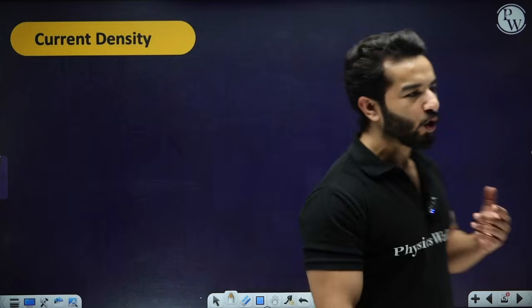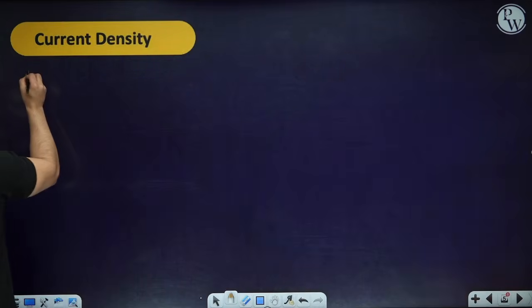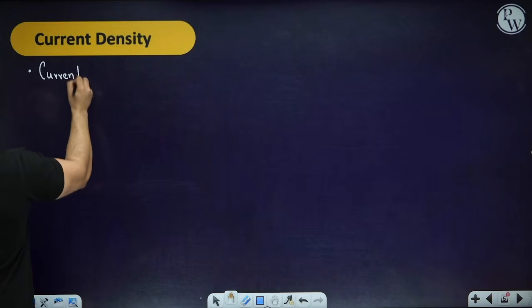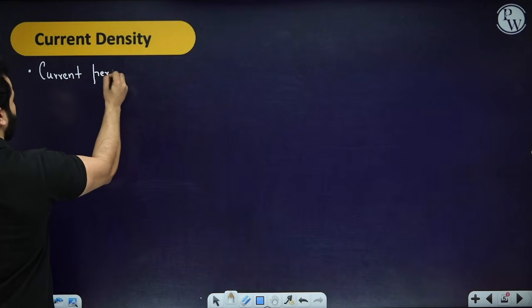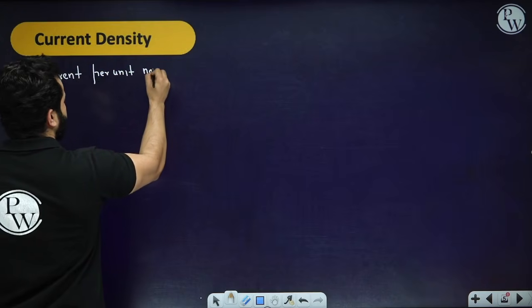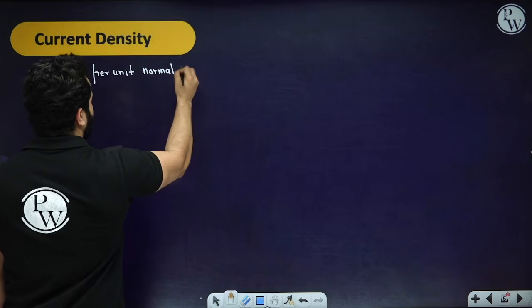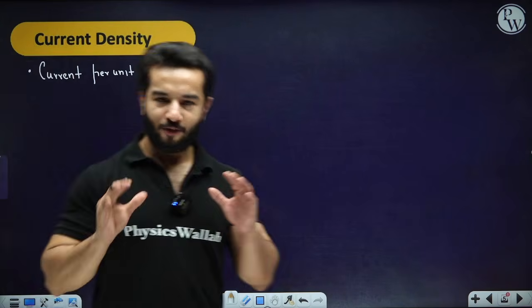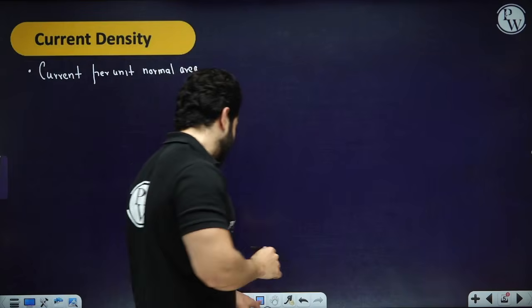Let's discuss what we really mean by current density. We can define current density as the current per unit normal area. It is the current per unit normal area. Now, the definition is very easy. Let's understand it by a diagram.